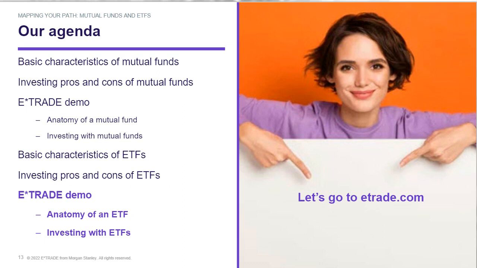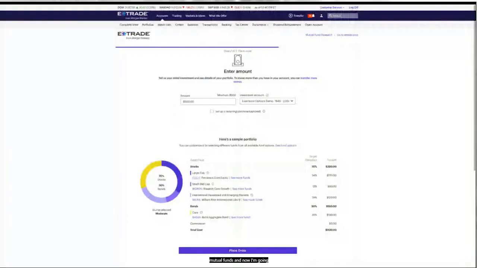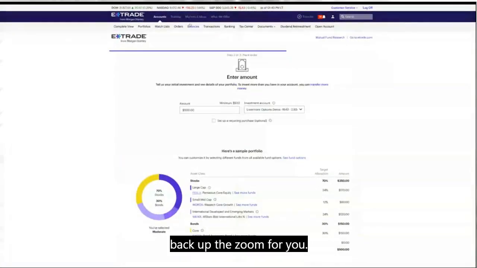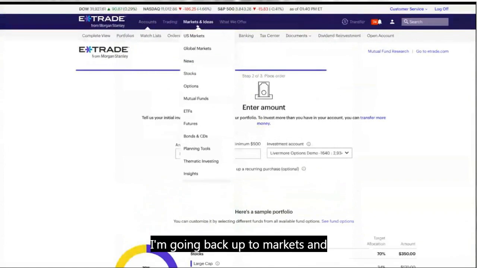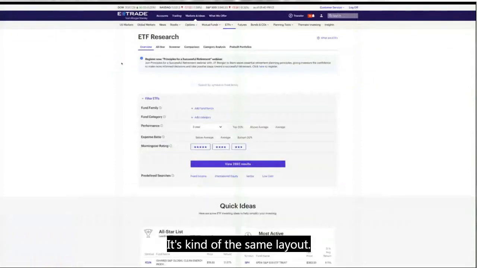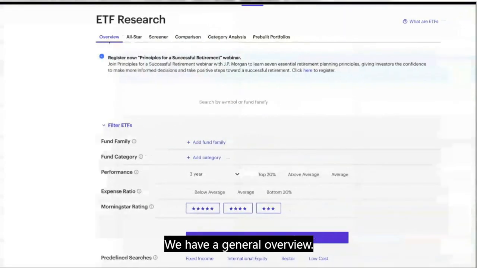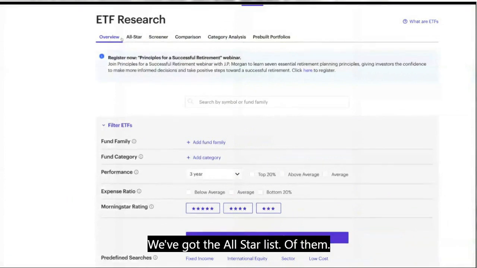Now let me switch over again to eTrade.com, and let's just take a quick look at some of the ETF tools that we have, and I will pick up where I left off. So I left off on the pre-built mutual funds, and now I'm going back up. Let me zoom for you. I'm going back up to markets and ideas, and I'm going to ETFs. And ETFs, it's just going to look really similar. It's kind of the same layout. We have a general overview. We've got the all-star list.